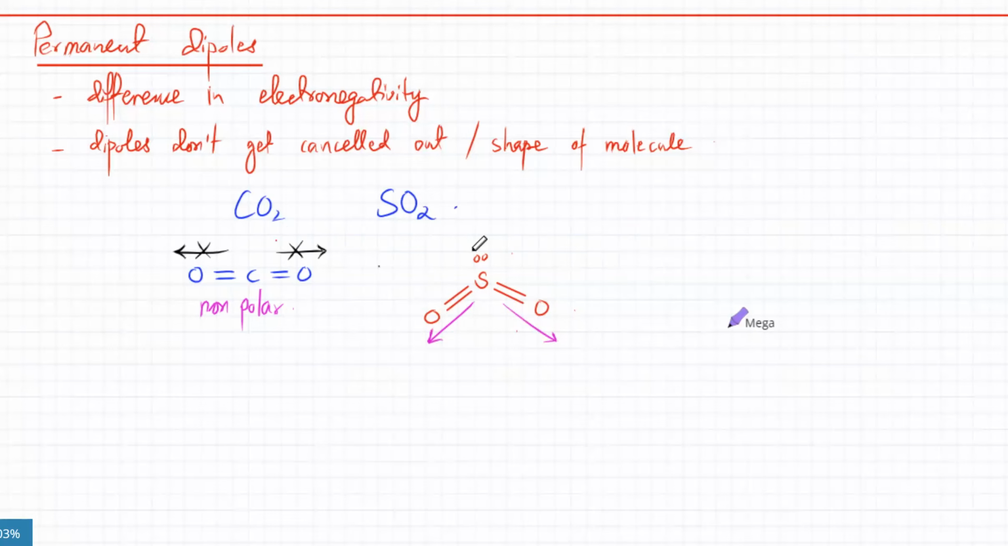Think of something over here. There's one person trying to pull it in this direction and another person trying to pull it in this direction. Their forces will not cancel out. The thing will get dragged downwards, which means the bottom side of the molecule would become slightly negative and the top side would become slightly positive, because both oxygens are basically trying to pull the electrons downwards.